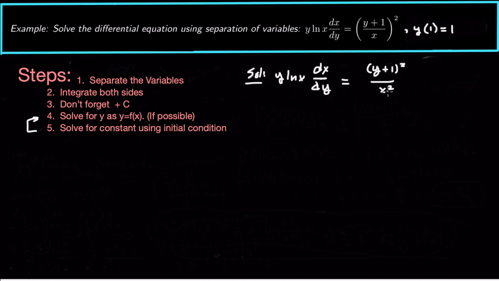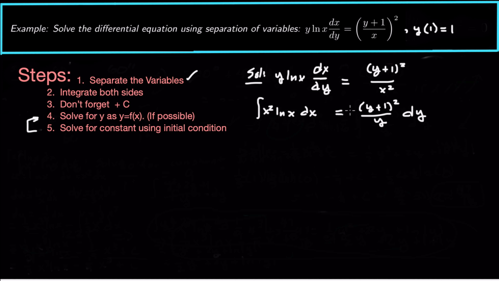Now to separate, I'm going to multiply both sides by x squared to get the x squared over here. I'm going to divide both sides by y to get rid of this, and then multiply both sides by dy. So this is going to be x squared natural log x dx equals, and if I do all the steps, it'll be y plus 1 squared over y, and then don't forget we're multiplying by dy. So now our variables are completely separated. We're good to go.